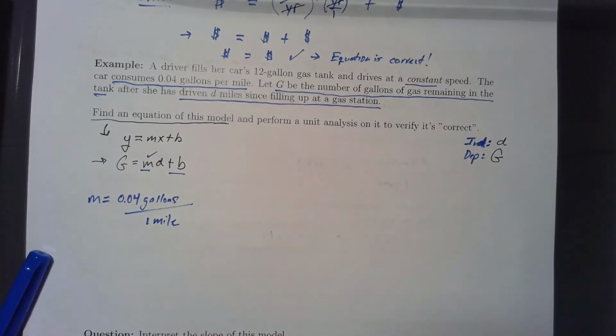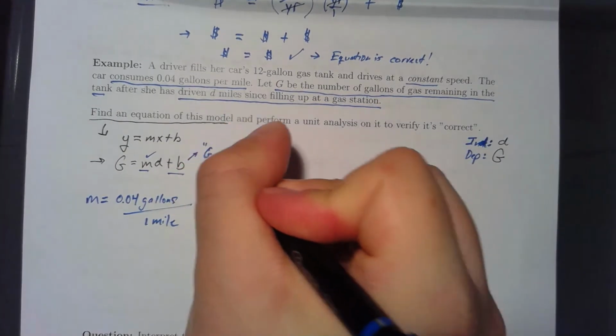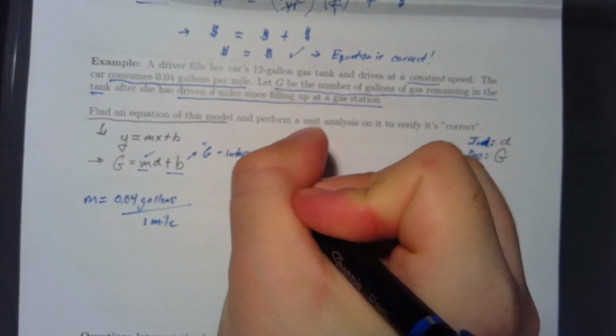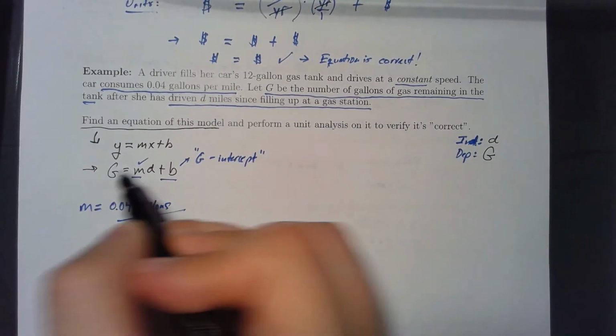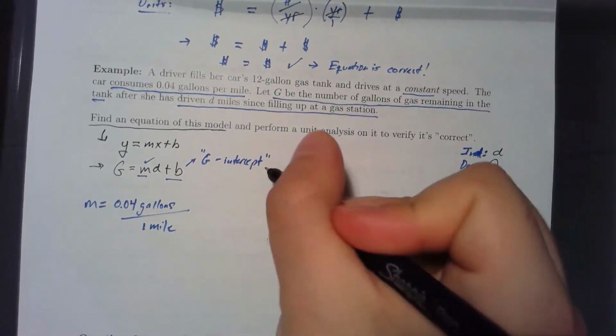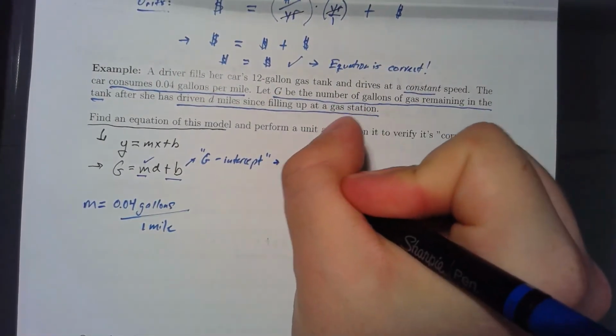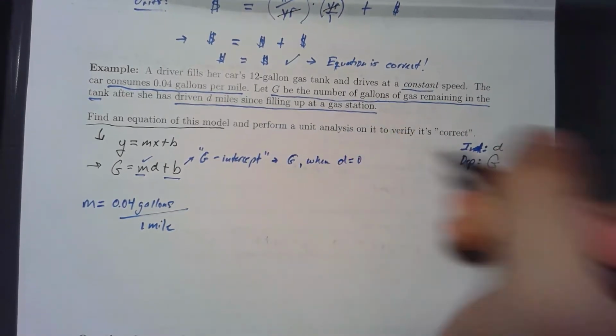Alright, so now this thing right here, that's the G-intercept. Right? Because it's G, not Y. Ordinarily it'd be the Y-intercept, but the variable here is G. So the G-intercept is G when D equals 0.